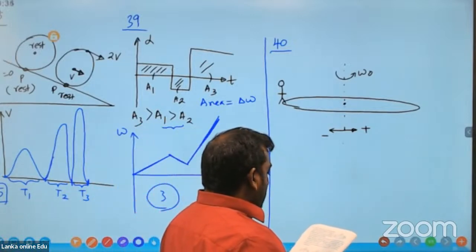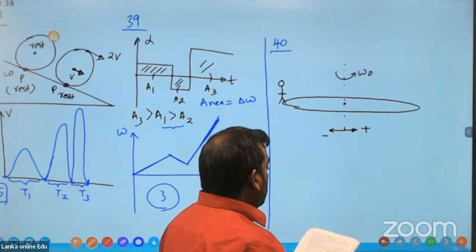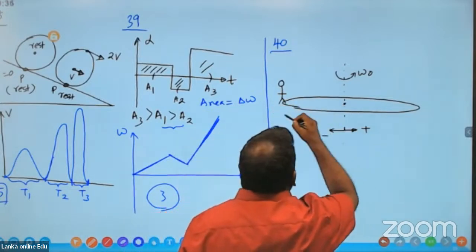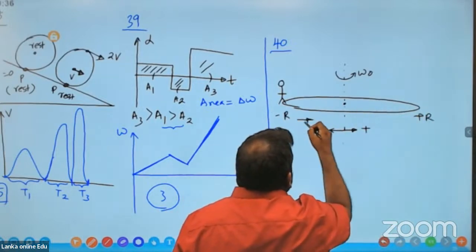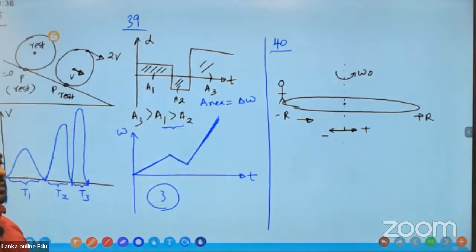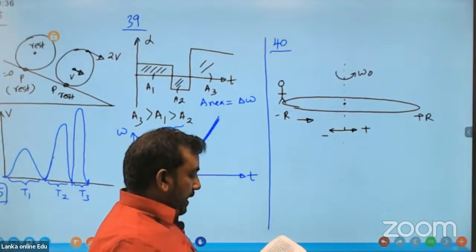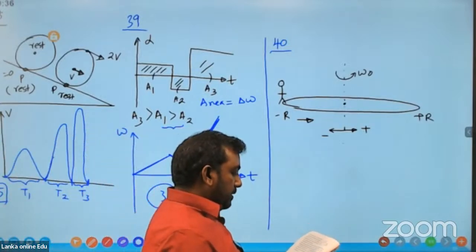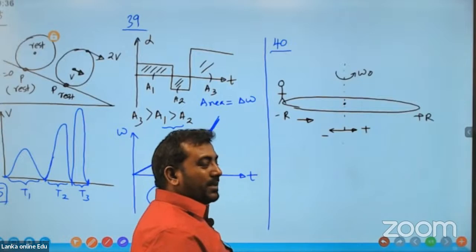Now if the child starts to move in the x direction along the diameter of the merry-go-round, he's going from minus r to plus r. The variation of the angular velocity omega with position x of the student is best represented by... Don't panic now, just look.